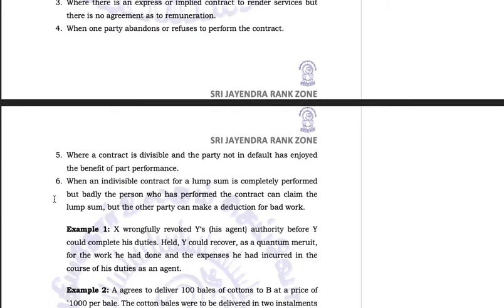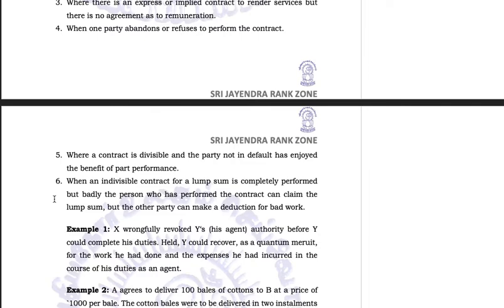Where a contract is divisible and the party not in default has enjoyed the benefit of the part performance. Where a contract is divisible, like I am supposed to construct 4 floors but I have constructed only 2 floors. Now the other party, the owner, has run away and he has enjoyed 2 floors. Now he must pay for the 2 floors.